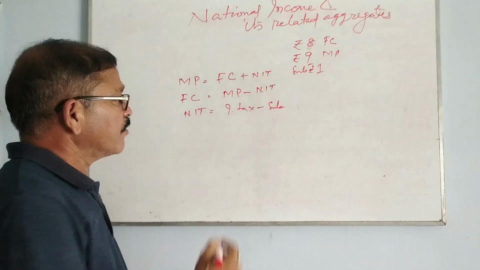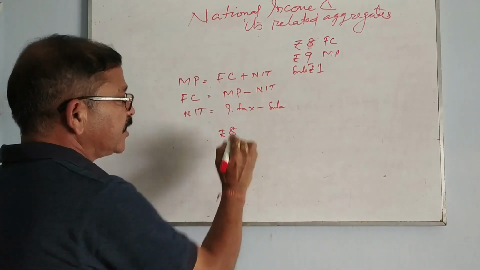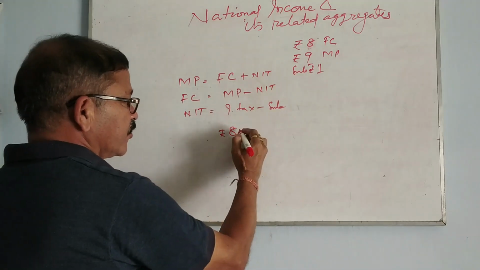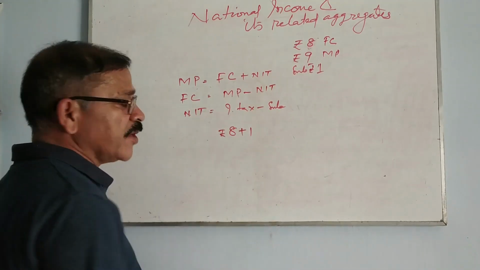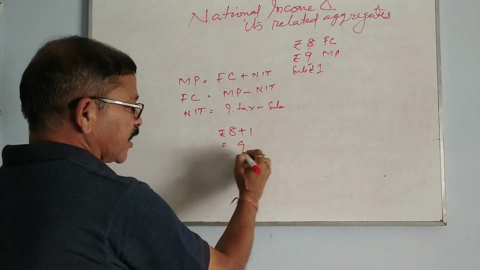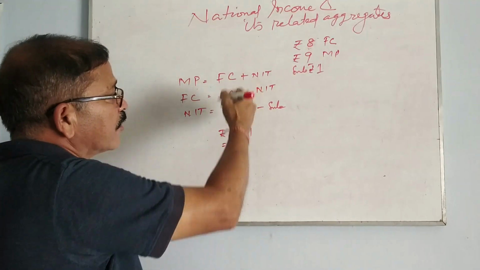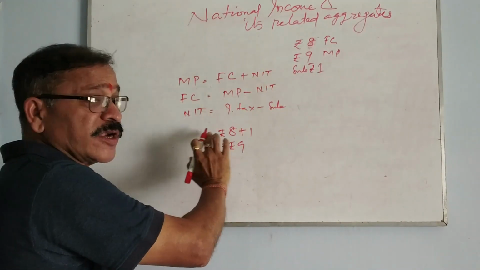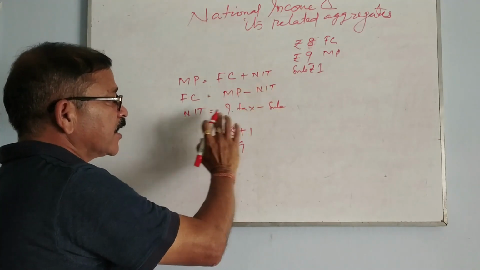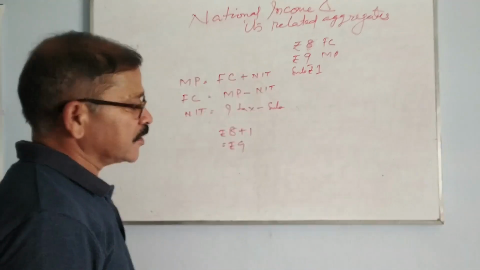Let us take one example. You want to find out MP. MP means FC is rupees 8. NIT, what are you getting? 1 rupee. So your market price becomes 9 rupees. Okay. This is how you have to calculate. MP, if you want to find out, FC plus NIT. FC, if you want to find out, MP minus NIT. And NIT, if you want to find out, indirect tax minus subsidy.